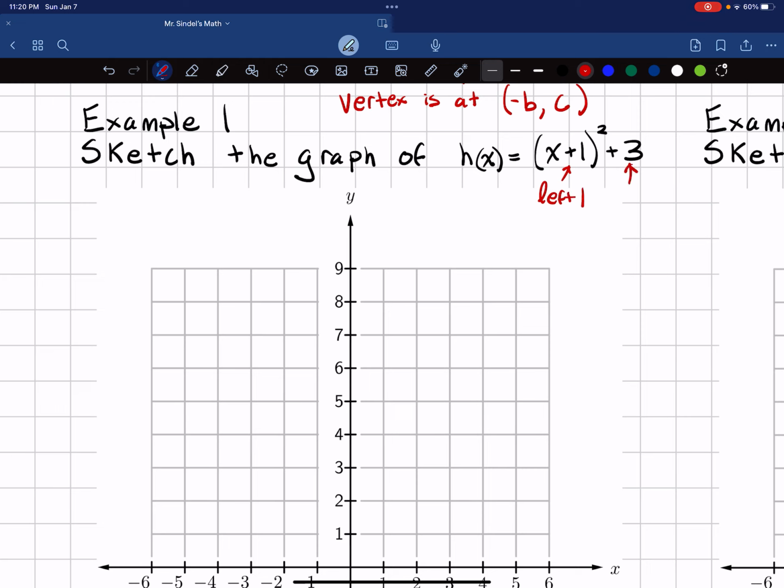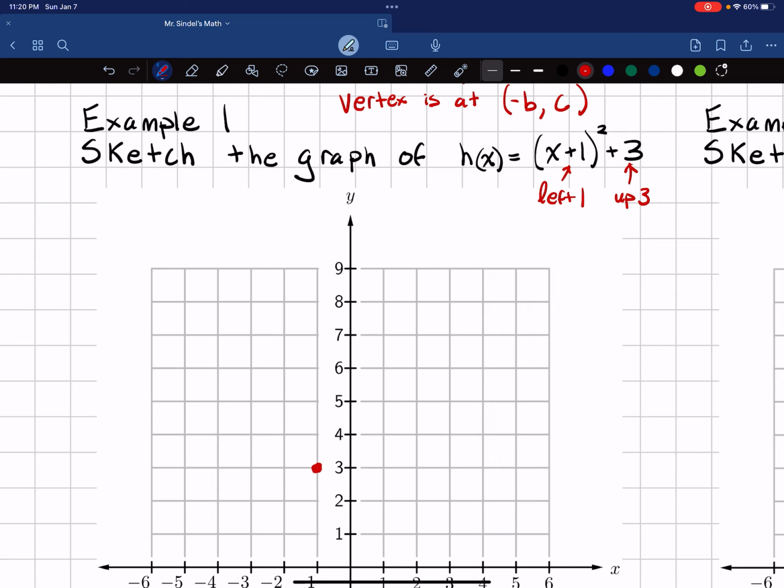And this plus 3 is the up or down, and it's normally up 3. So this one is just up 3. So from the origin, I'm going to go left 1. So here's the origin. I'm going to go left 1. I'm going to go up 1, 2, 3. I get this point right here. And say, okay, that is the vertex.